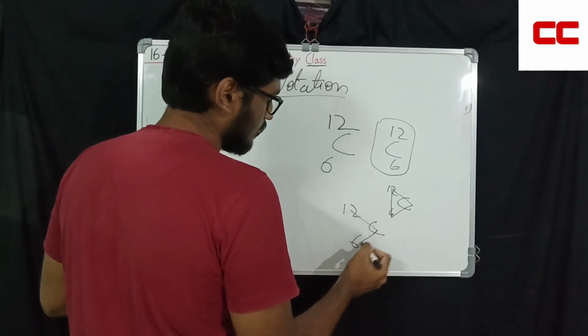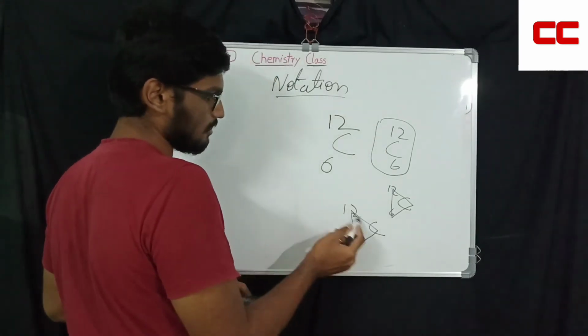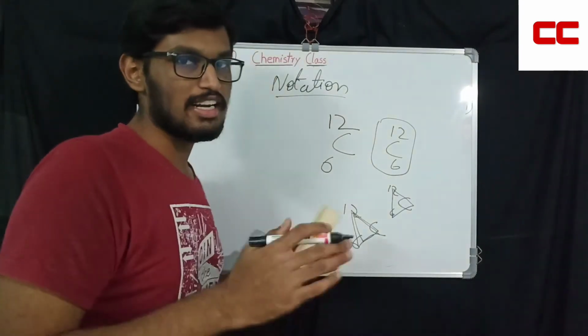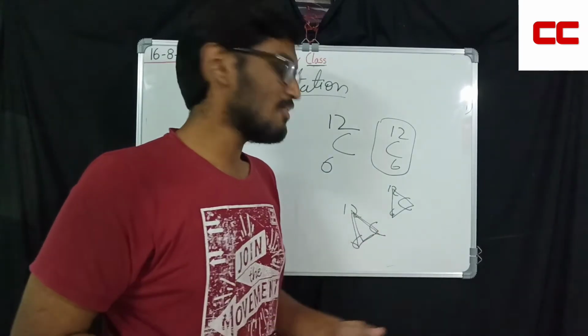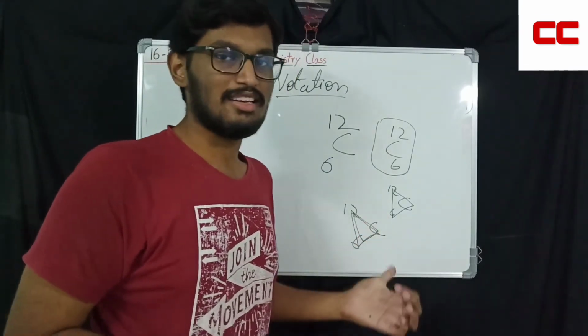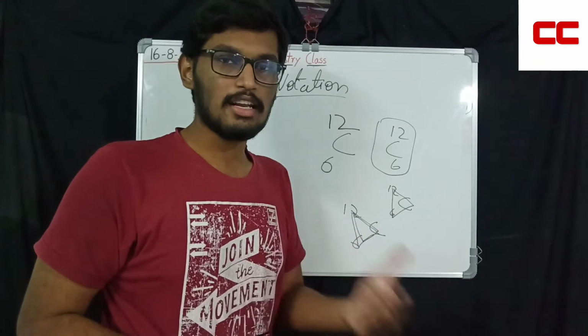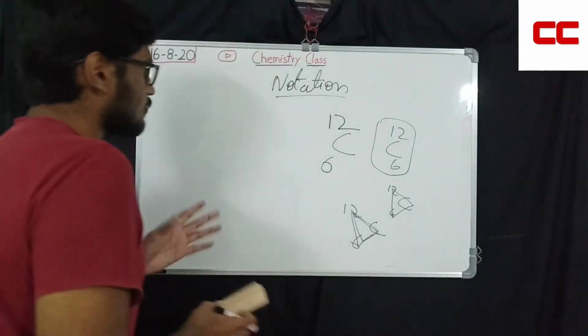12C6. You can remember it by drawing a triangle to it. If you get an exact triangle, that means you have written it in a nice way. This is my method actually. It's not in the textbook, but it's like a trick for you. So that's what notation is.